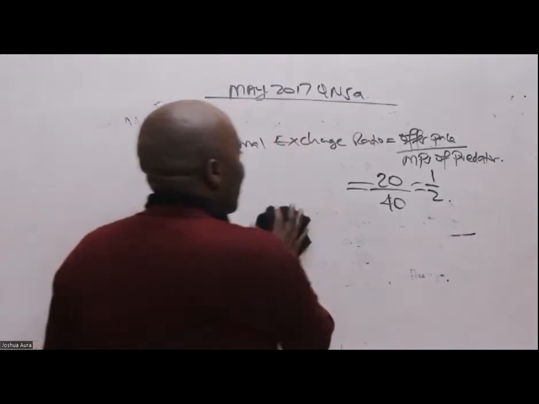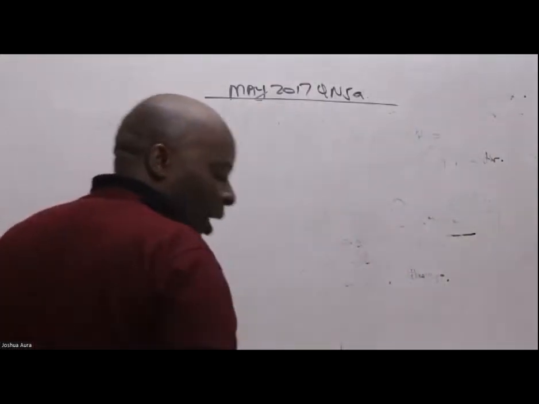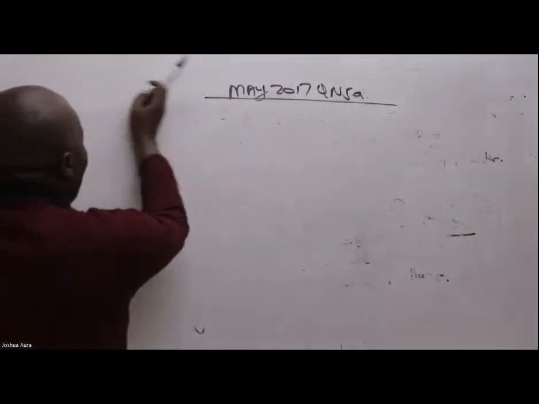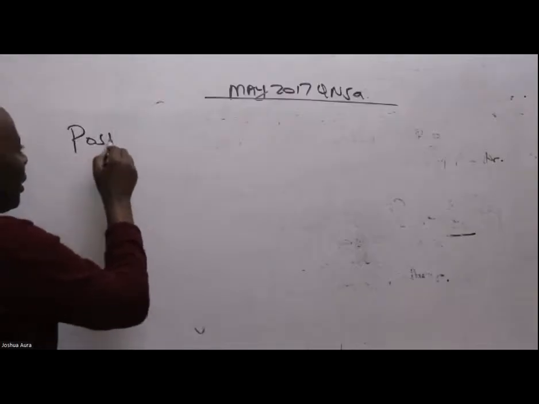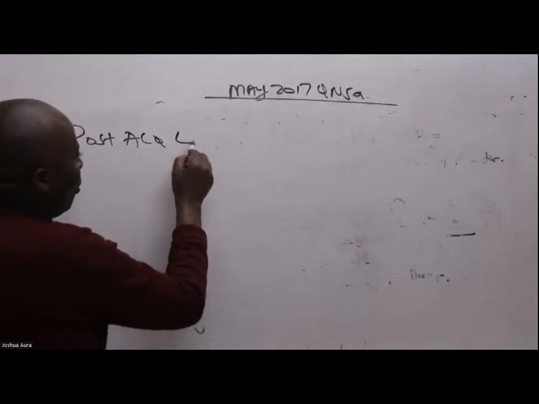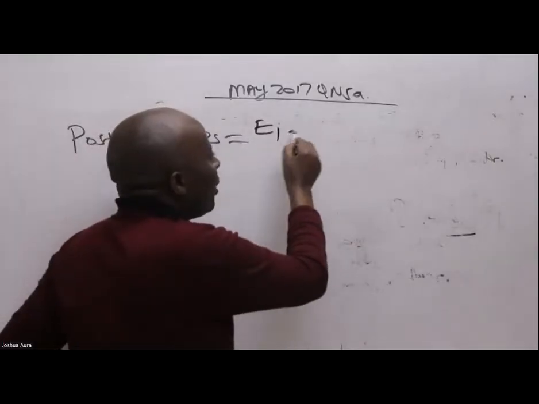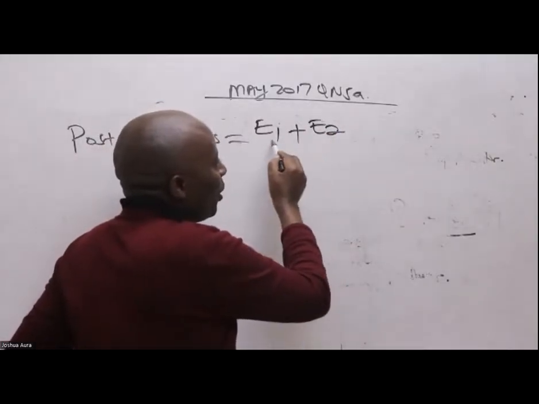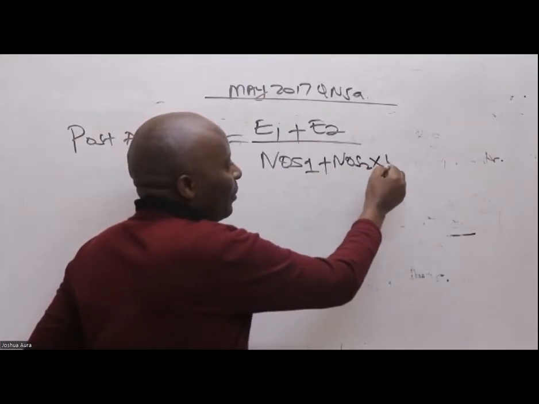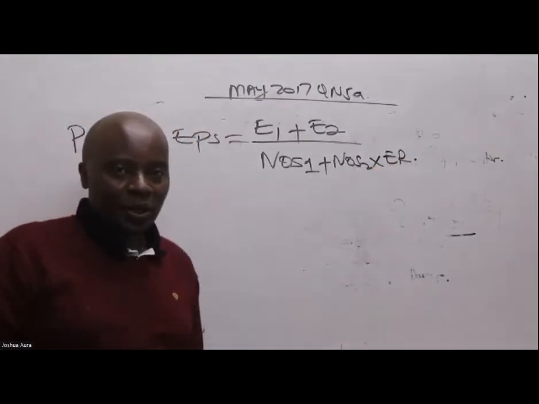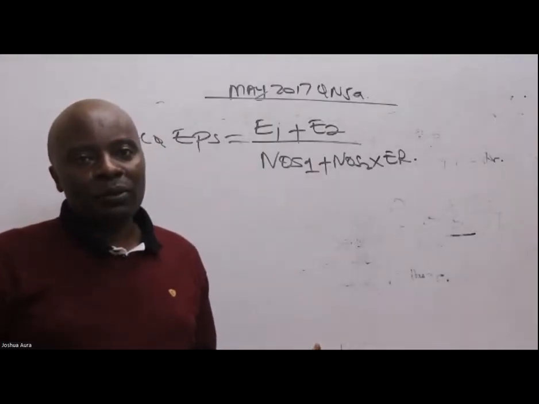Remember, our business, ladies and gentlemen, is to ascertain the post-acquisition earnings, post-marriage. You take earnings of company 1 plus earnings of company 2, all over, in this case, shares of company 1 plus shares of company 2 times exchange ratio. Ladies and gentlemen, please listen to me very well. This is a very important formula.